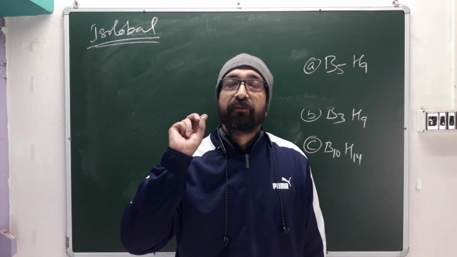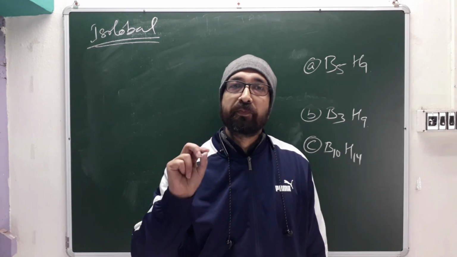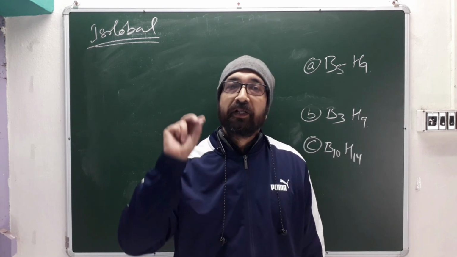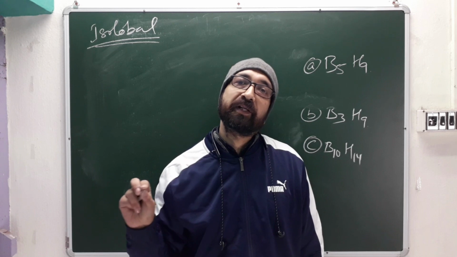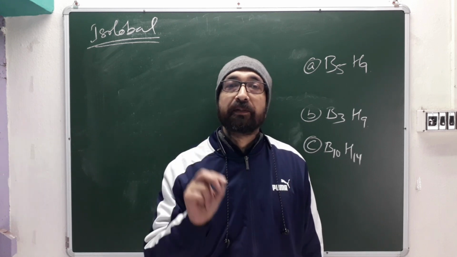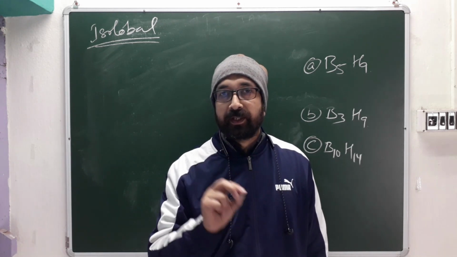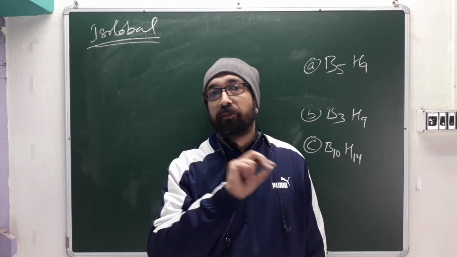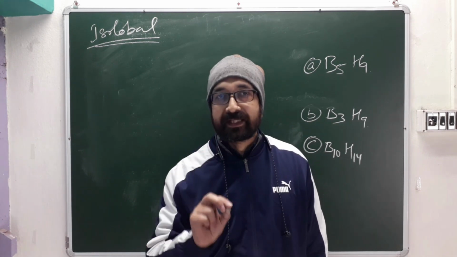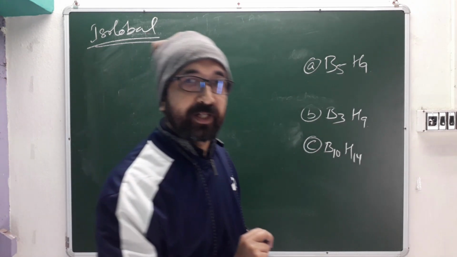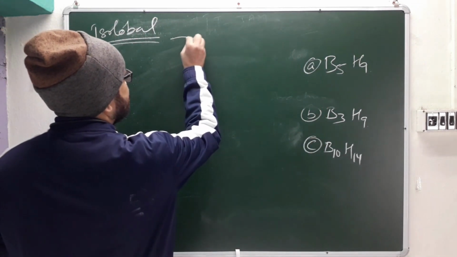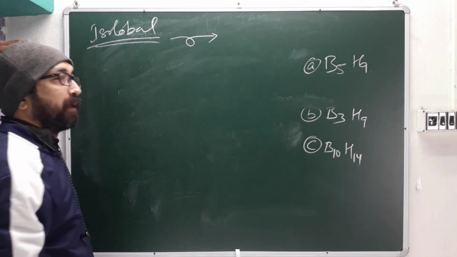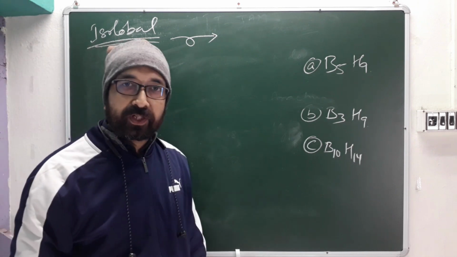So for isolobal, the condition is that it should have the same symmetry, similar frontier molecular orbitals, and in that frontier molecular orbital both compounds should have the same number of electrons. Then only it can be isolobal. So the symbol we are using for isolobal is like this, okay? So I'll take examples and solve them, it will be better for you.